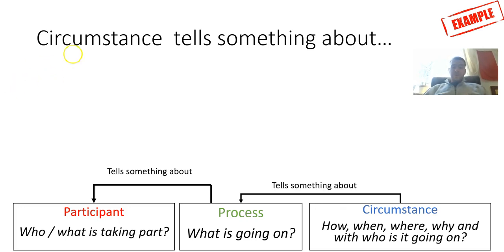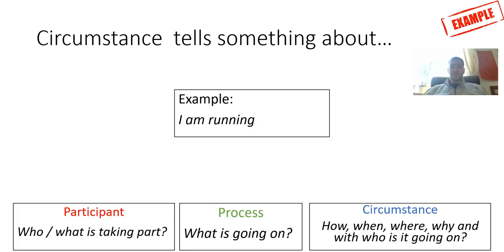Process, the green one, what is going on, what is happening, tells us something about the participant. Okay, so the process is describing the participant. What is the participant doing? Circumstance tells us something about the process. It tells us something about how, when, where, why, and with who is the process happening or going on. Okay, we are gonna cover some examples.